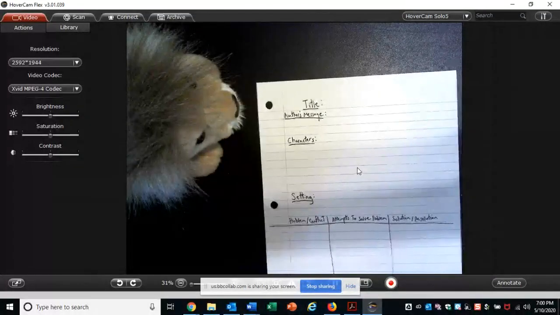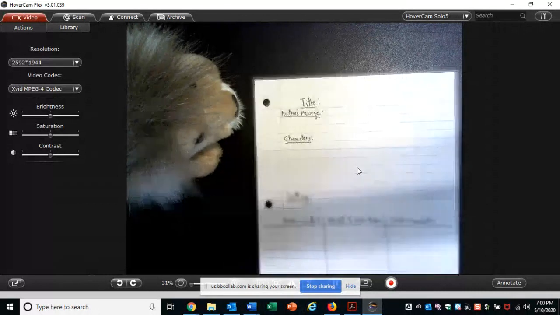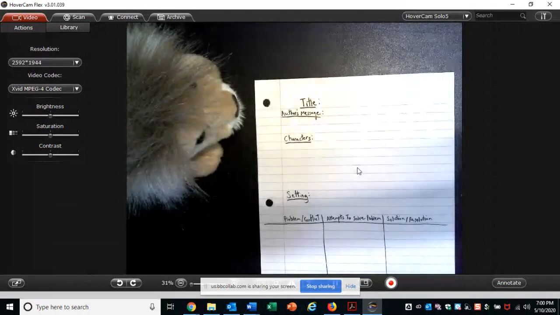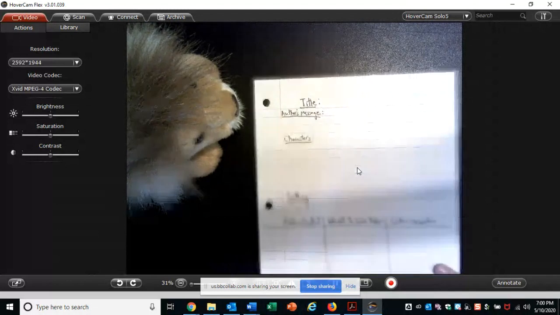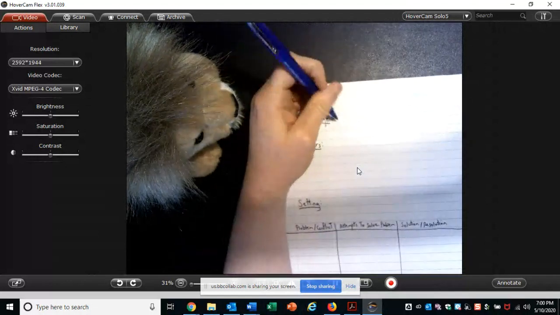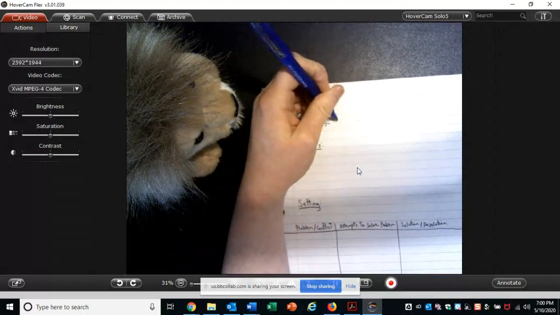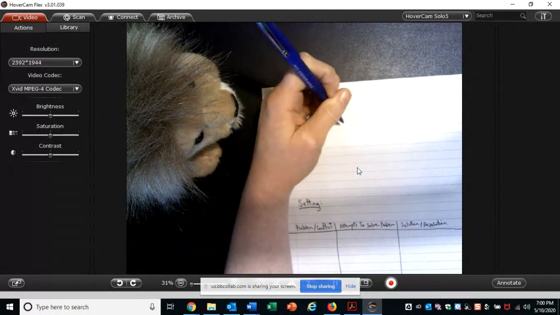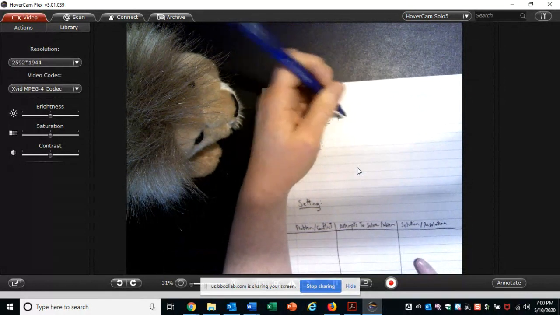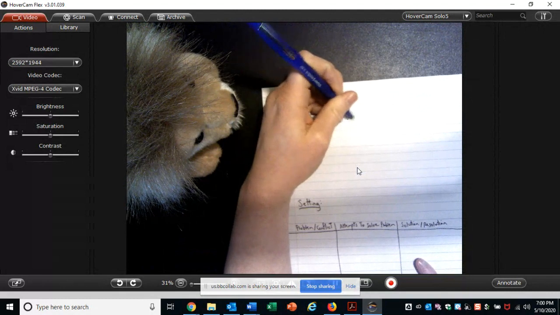And so on our paper, the first thing it says is title, but it's going to take me a while to think of the title. Usually title actually comes last, so I'm going to leave that part for last. But first, I already chose my message. The message I wanted to teach is about friendship, and it's that friends can play with other friends and it doesn't take away from their friendship.